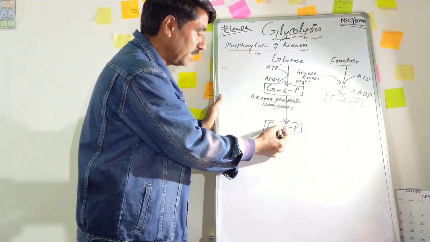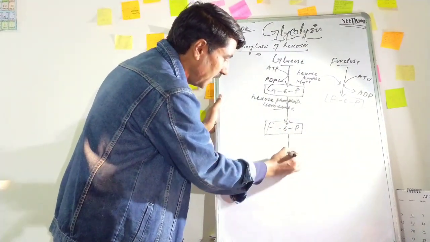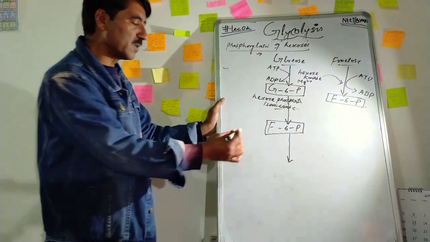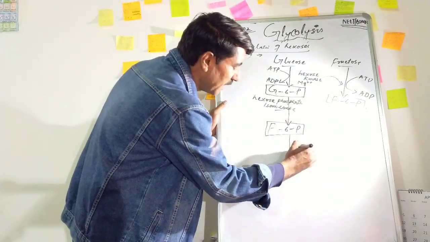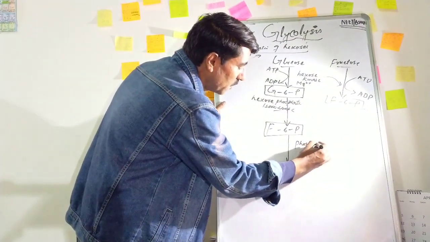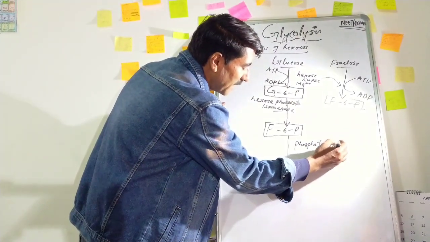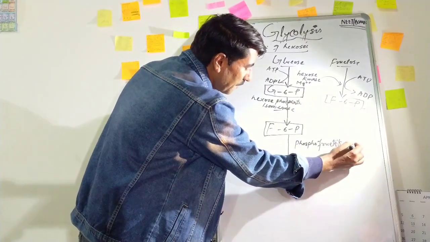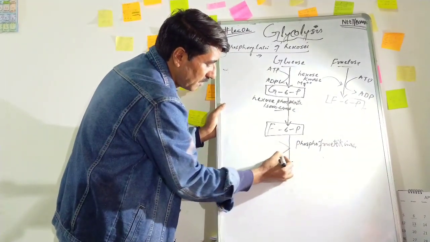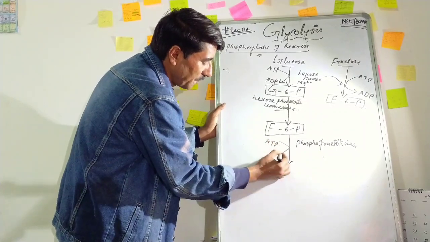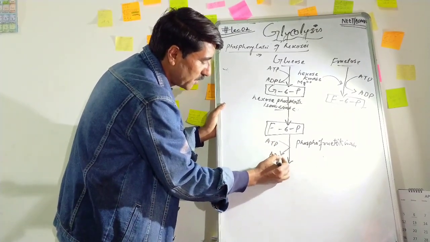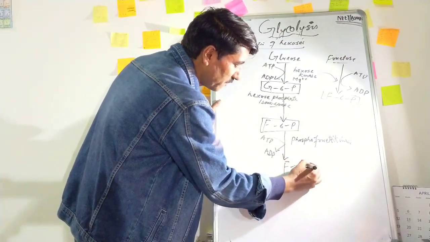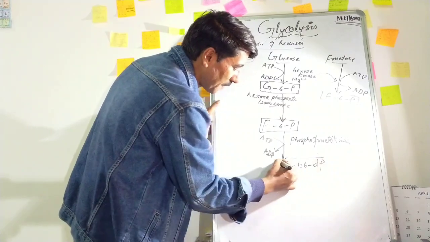Whether the fructose 6-phosphate is made by this option, or it may take place like this, in both the cases this fructose 6-phosphate is further phosphorylated. That means the next, third step would be again phosphorylation. Here the enzyme is phosphofructokinase. So in the presence of the phosphofructokinase enzyme, which uses an ATP molecule and provides the phosphate to this fructose 6-phosphate, it gets converted into fructose 1,6-diphosphate.